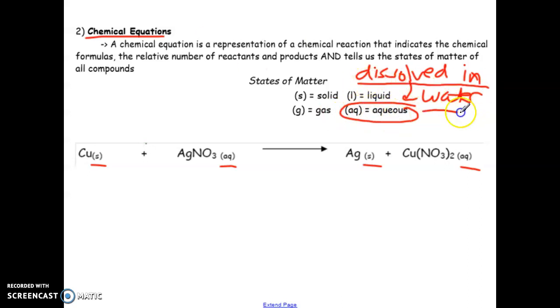And that's not true. It's for anything that is dissolved in water. So you'll notice here, silver nitrate is dissolved in water. And copper 2 nitrate is also dissolved in water. Right now, you don't know that this is aqueous because you haven't learned about it yet. As we go through this unit, you'll learn when to write aq or not.